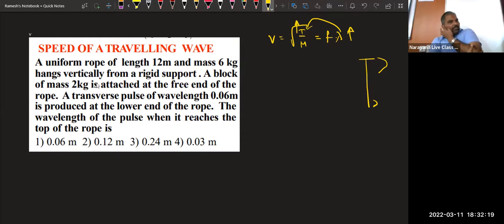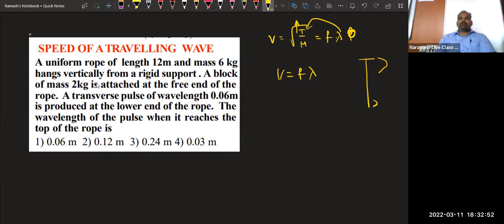Velocity of the wave equals frequency into wavelength. Sir, velocity or time period, sir? Frequency equals 1 by time period. For that, we need to find the time period first. No, sir, you don't need. V is equal to F into lambda. That is the formula. I thought that T is equal to F into lambda. No. Velocity equals frequency into lambda.